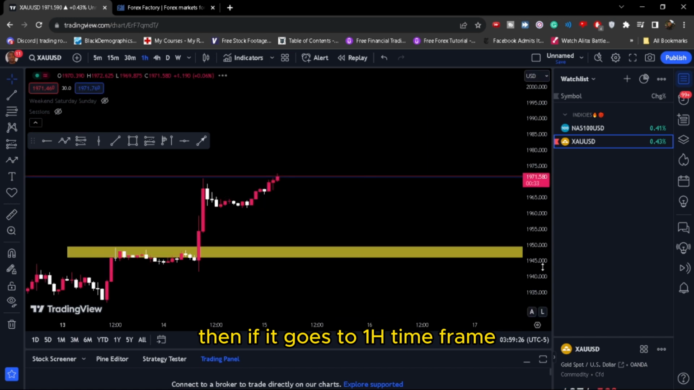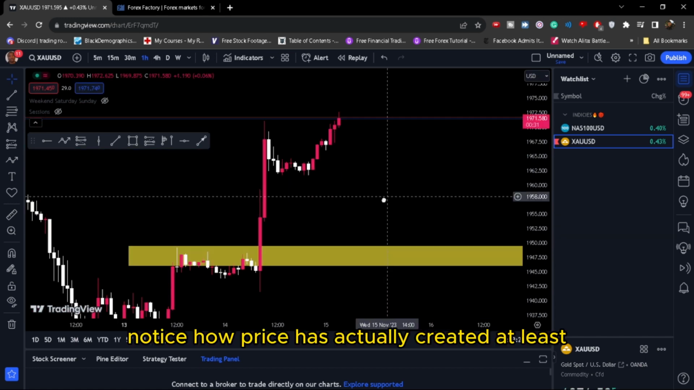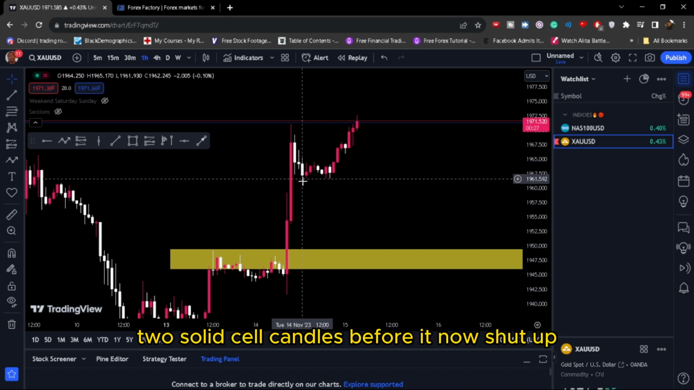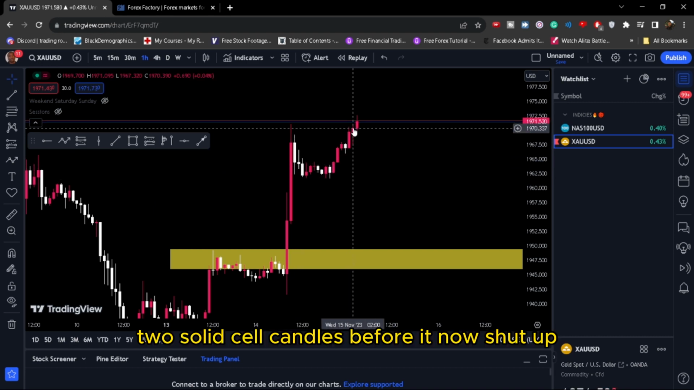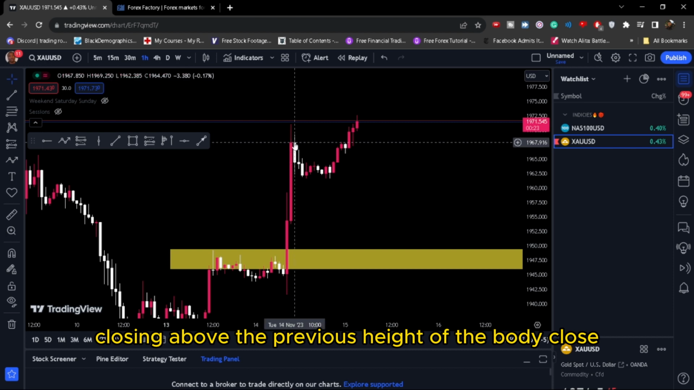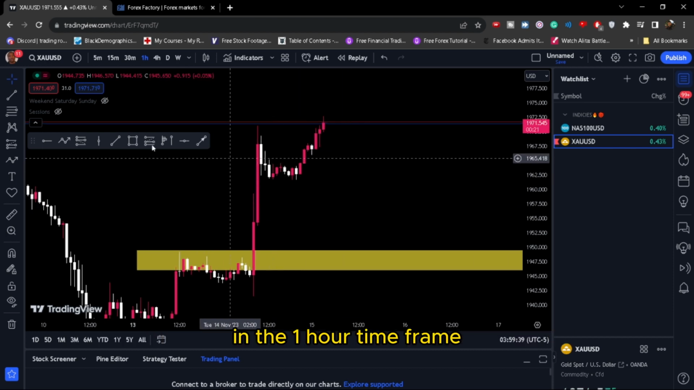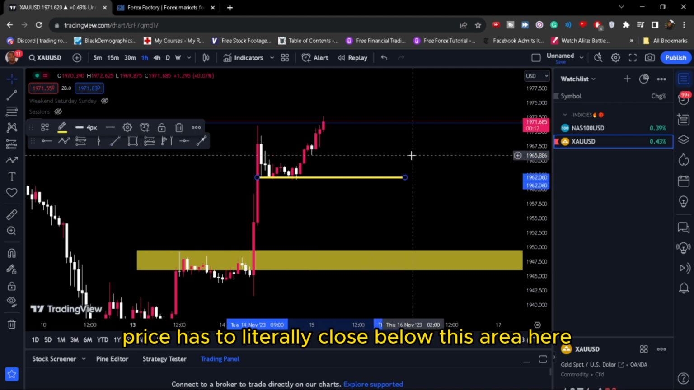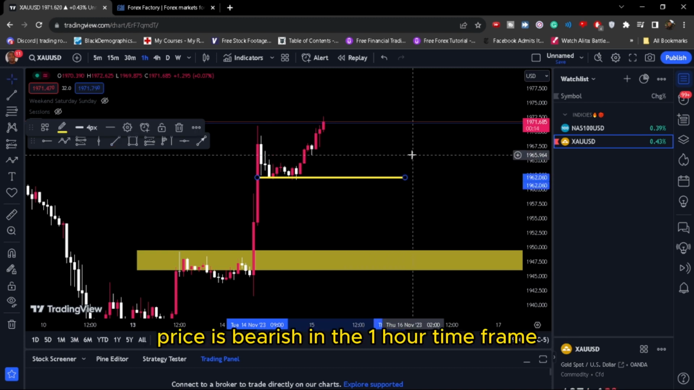Then if we go to the 1-hour time frame, notice how price has actually created at least two solid sell candles before it now shot up, closing above the previous high of the body close. So in this case, in the 1-hour time frame, price has to literally close below this area here for us to say that price is bearish in the 1-hour time frame.